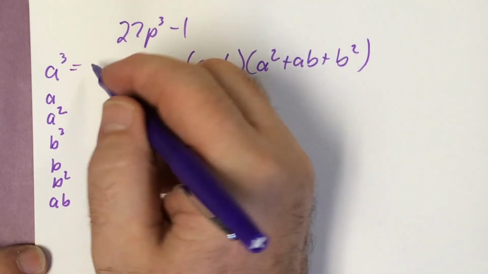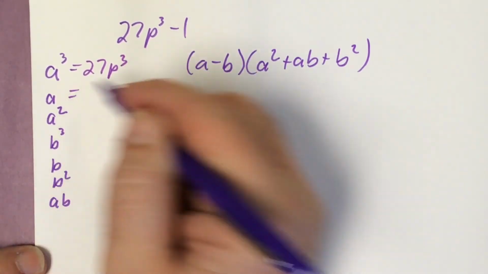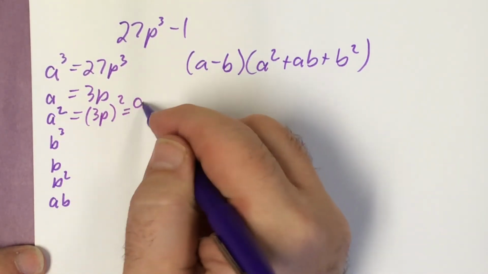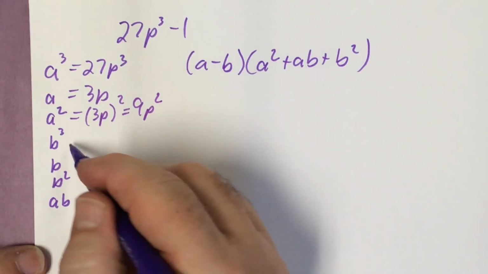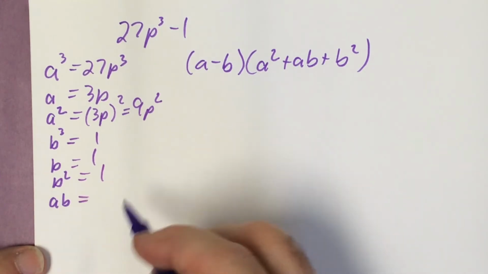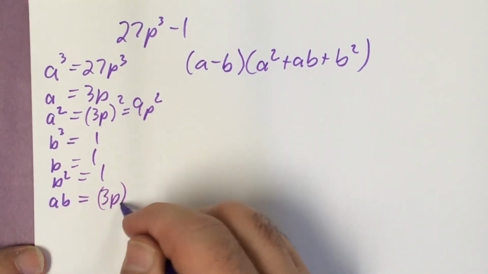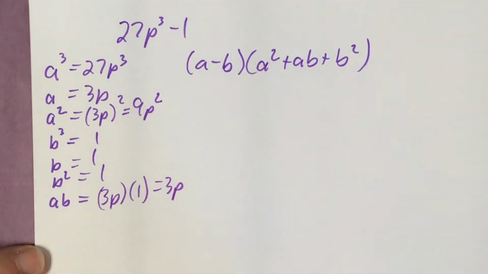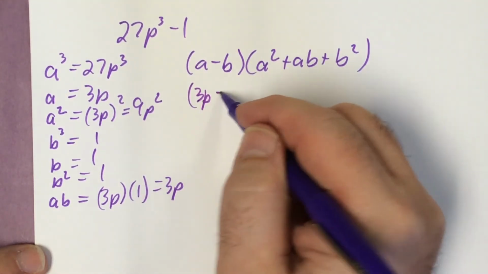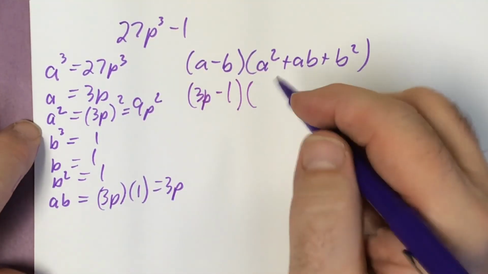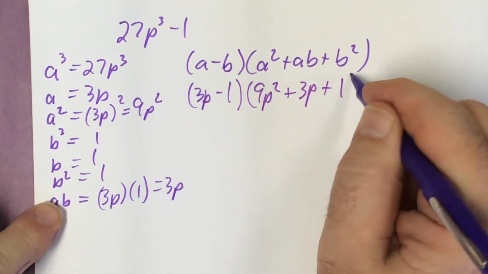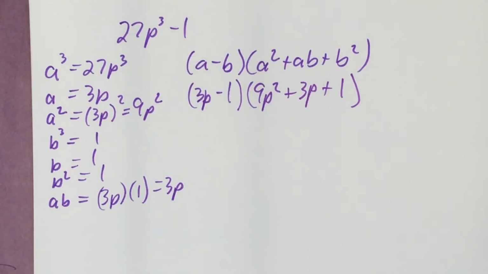A to the third, that's going to be the first term here, 27p to the third. The cube root of that will be 3p. If I take 3p and I square it, that gives me 9p squared. So make sure to do that work. B to the third is 1. B is 1. B squared is 1. AB is just going to be 3p times 1, or just 3p. So we have all that worked out now. Putting in, we now have, what's A? 3p minus 1 times a squared, 9p squared, plus 3p plus 1. And now we have that worked out.